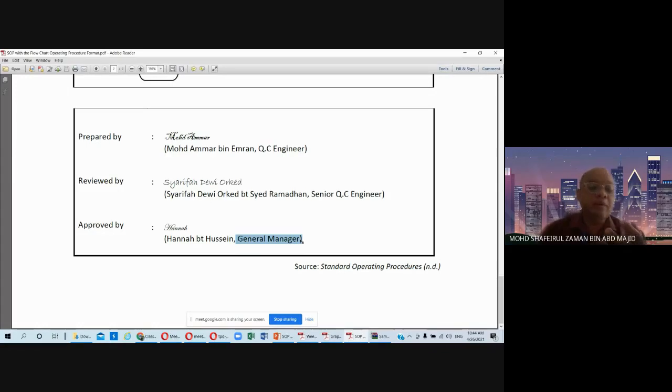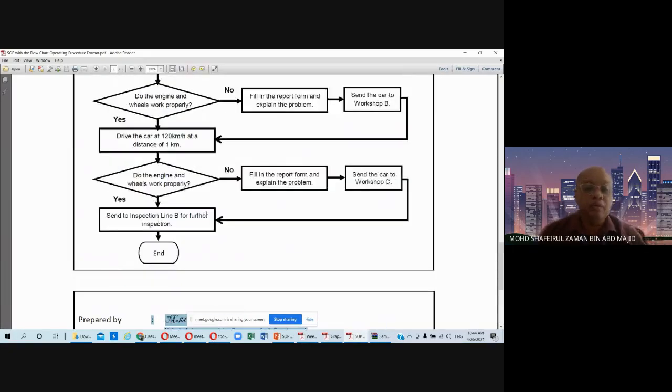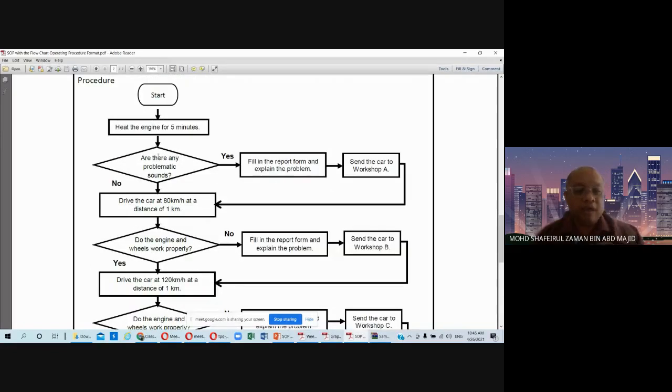The same goes for graphic operating procedures. You're going to have the same thing: prepared by, reviewed by, approved by. But how you deliver the content will be different for a graphic operating procedure, because you're going to put it in boxes from left to right, and for each component you're going to have images. So this is on flowchart, and this is how it is supposed to look.